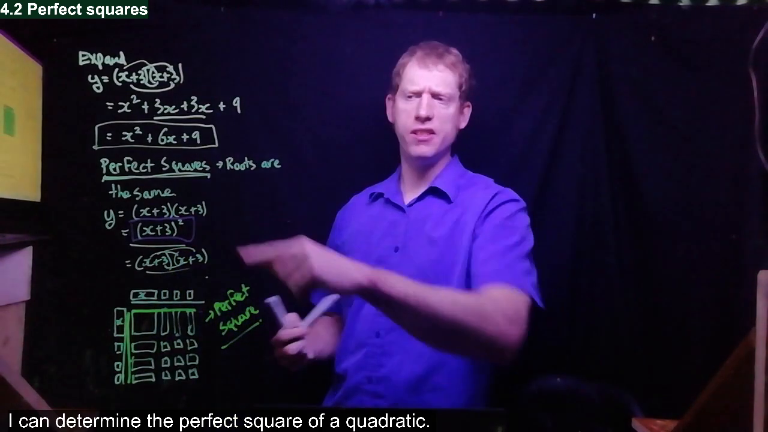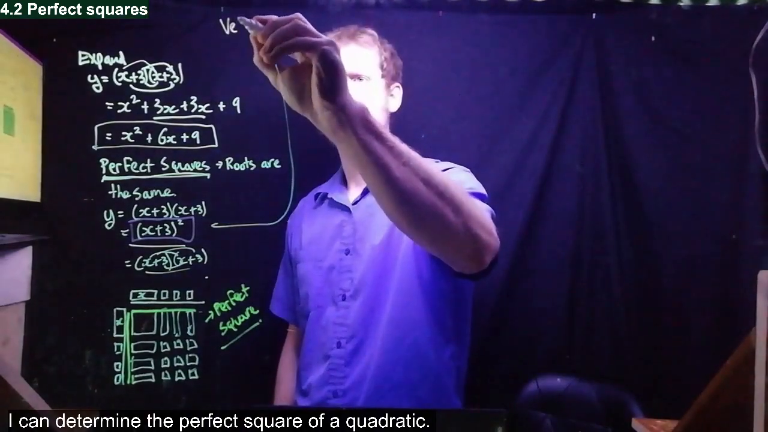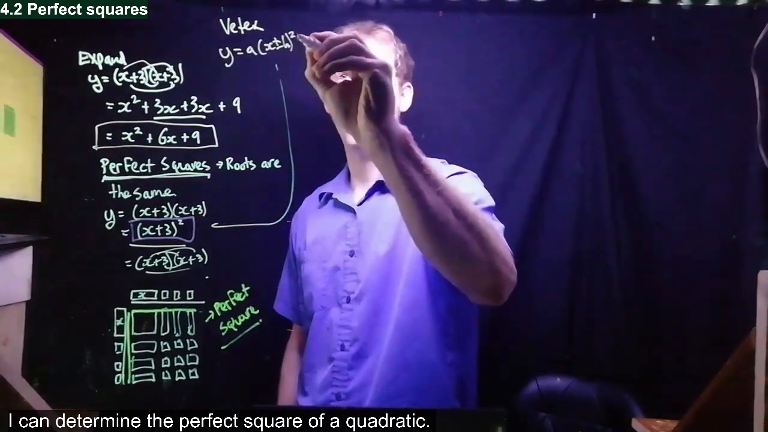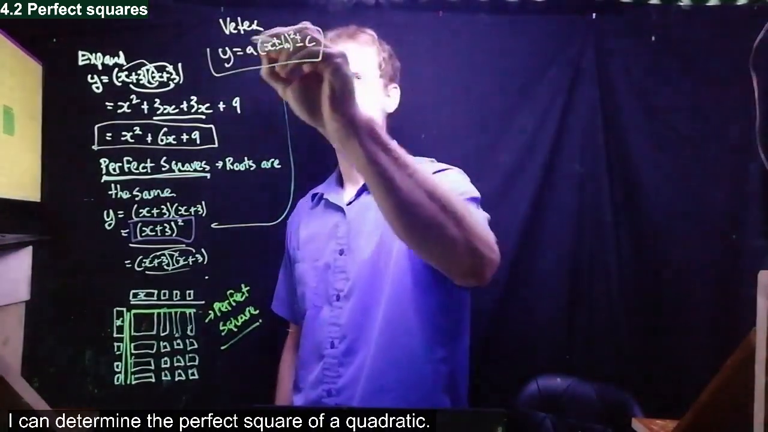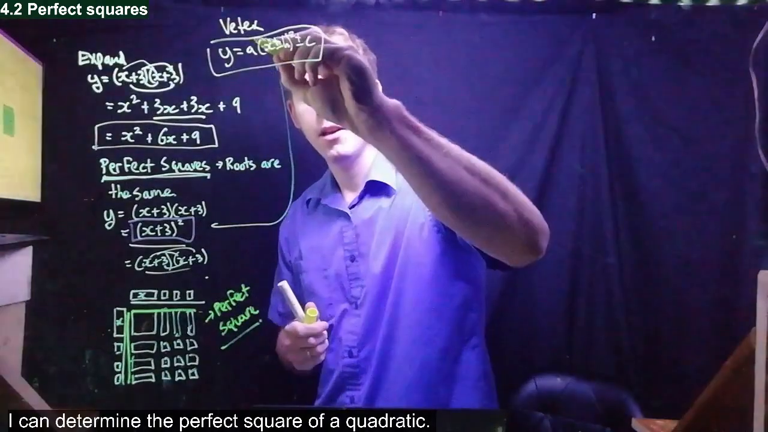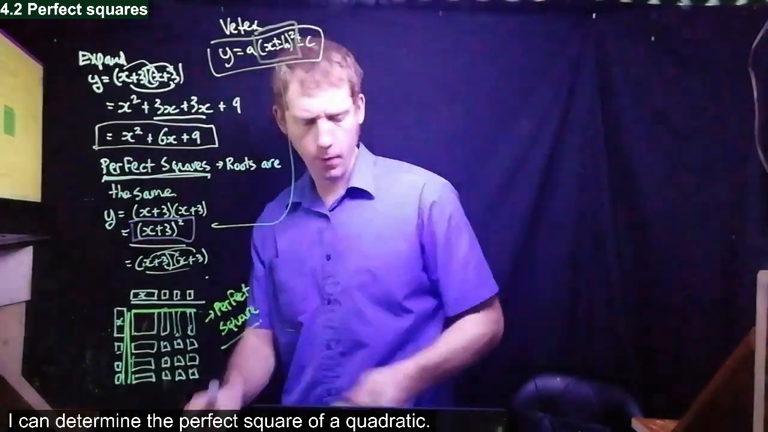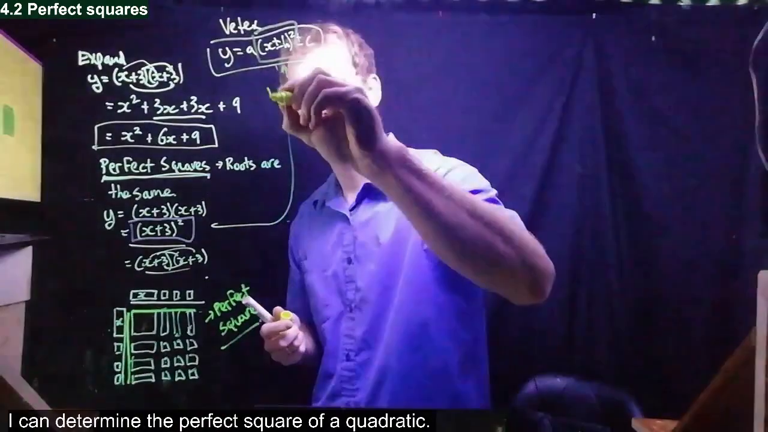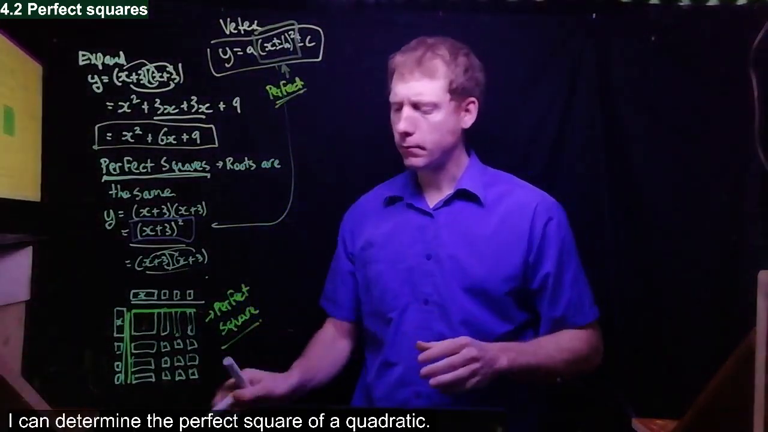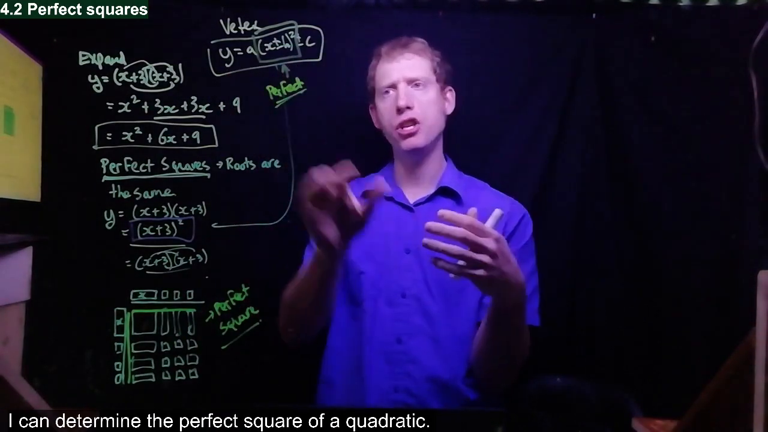And that looks very similar to an equation we learned. If you recall, the vertex equation is y is equal to a, x plus or minus h, squared, plus or minus c. Right here, in vertex form, you'll notice we have a perfect square. We have a perfect square right in the vertex form. Perfect. So therefore, if we can find perfect squares, we can actually change my equation into vertex form.